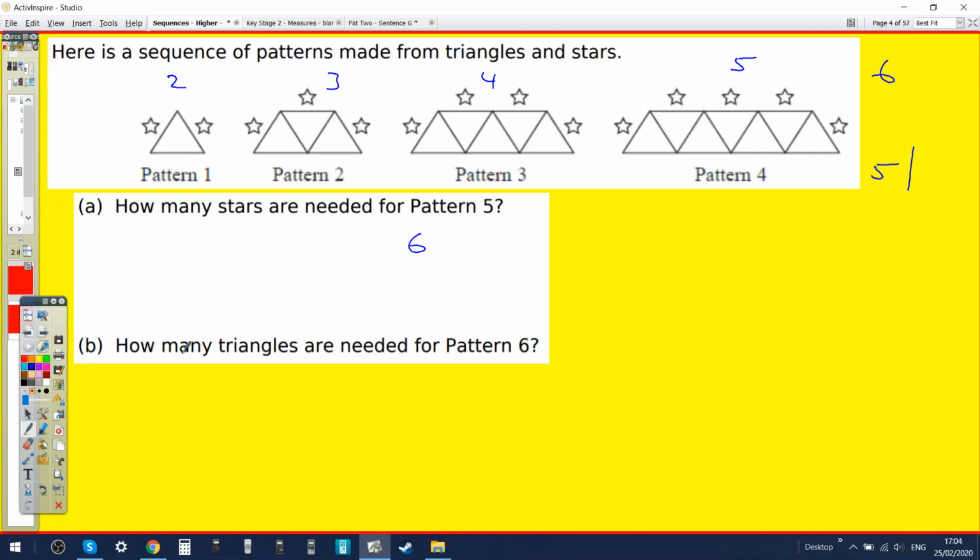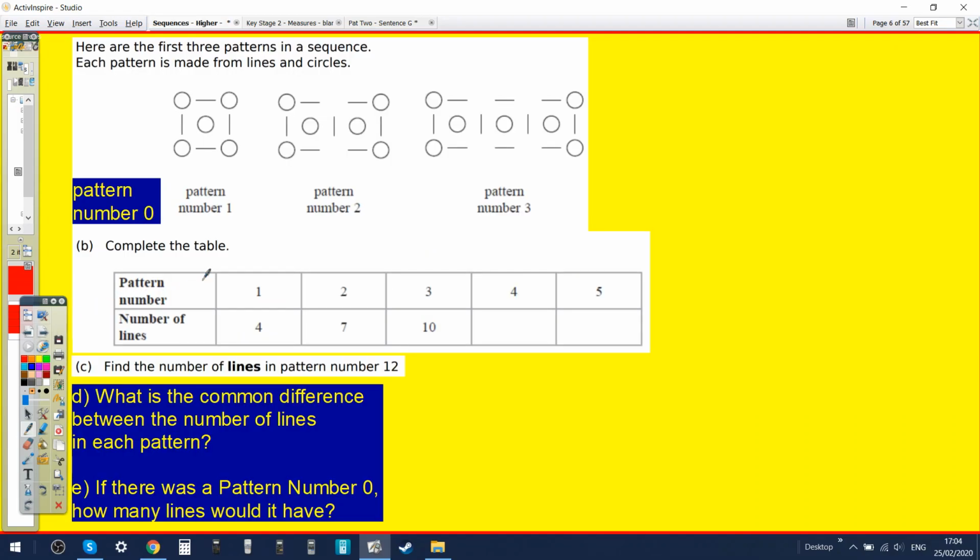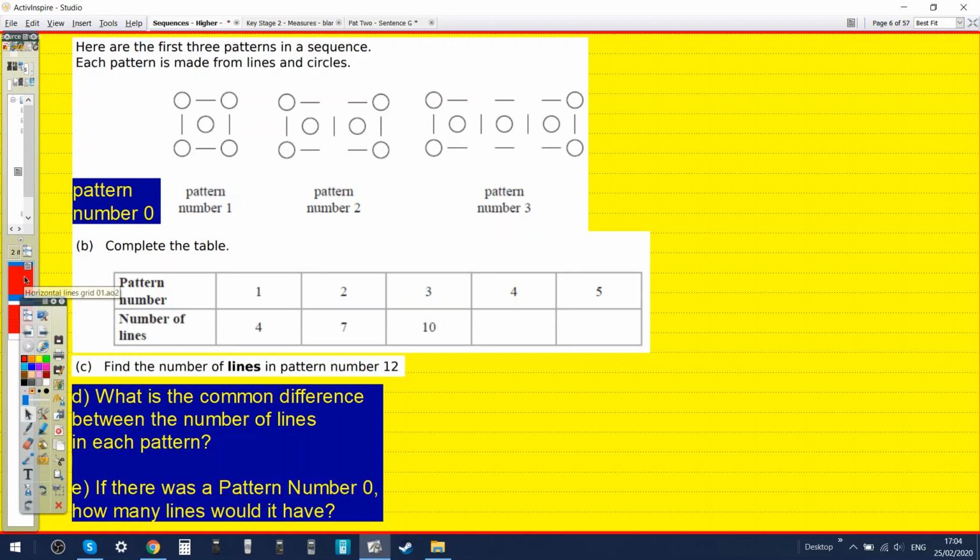Six. 11. So we have 1, 3, 5, 7. Then there'd be 9, and then there'd be 11. Well done. Great. 6 and 11. And okay, let's try this one.